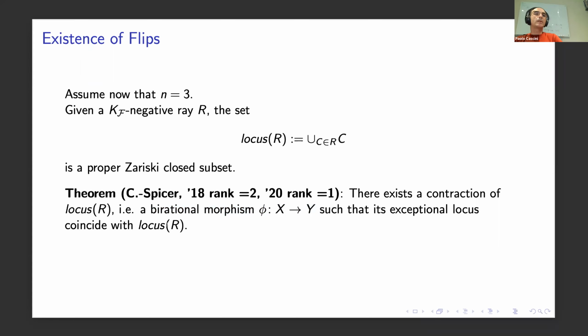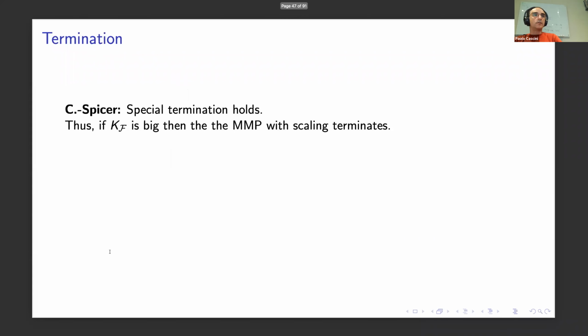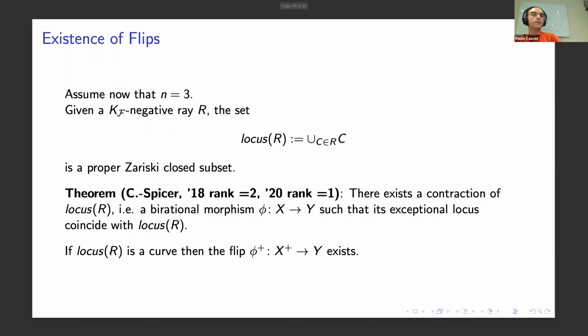Usually in birational geometry, we first start with the base point free theorem, but we know that the base point free theorem in full generality is false, and then we have this theorem. So here we prove directly that we can contract the locus of R. And if the locus of R is a curve, so it's dimension 1, then we can flip it.